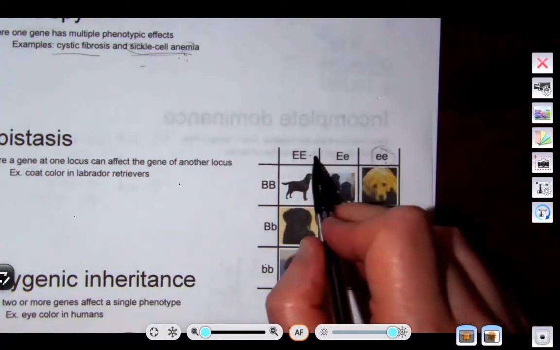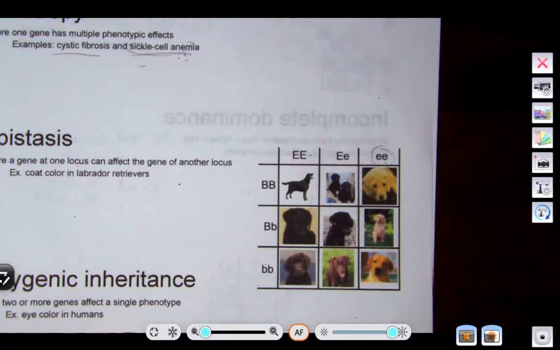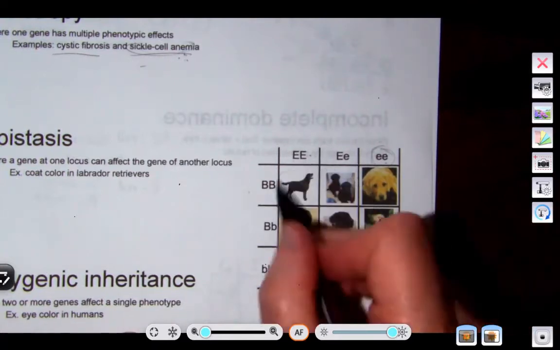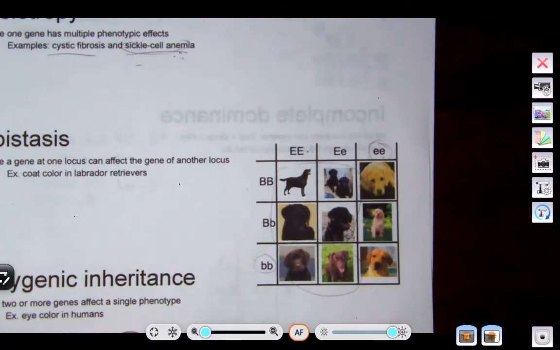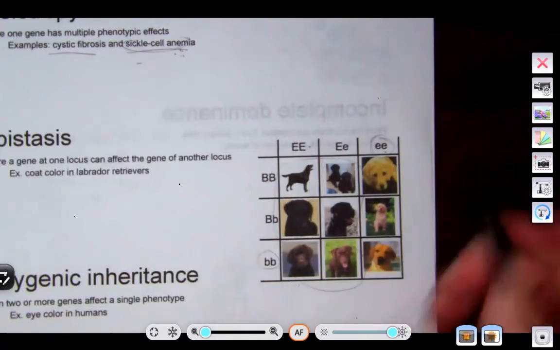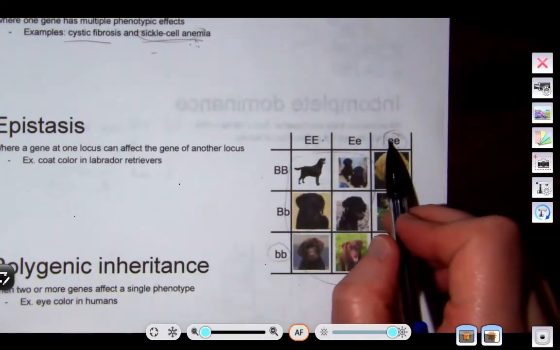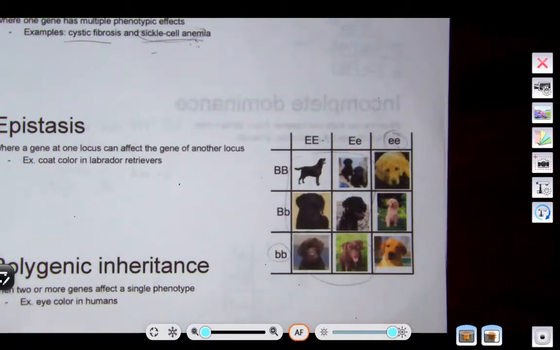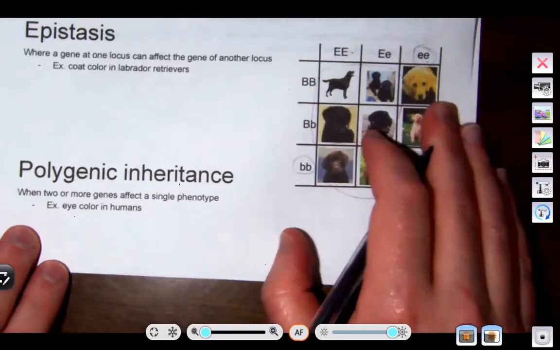If you do have a big E, it depends on what letter B's you have. So if you have at least one big B, you're going to be a black lab. And then if you have a dog that has two little B's, but still has at least one big E, you end up with a chocolate lab. And so that's where lab coat color comes from, which is pretty cool. This is an example of epistasis, where one gene, in this case the E gene, controls whether or not the B gene shows up. They're probably not going to ask you a whole lot of questions about epistasis, but it's nice to review.